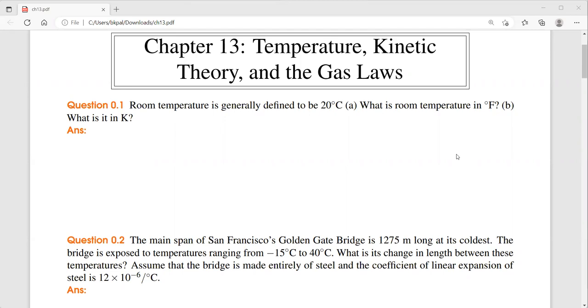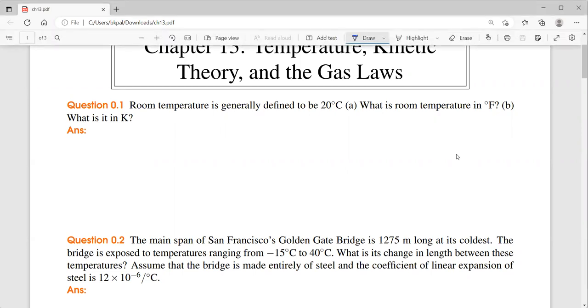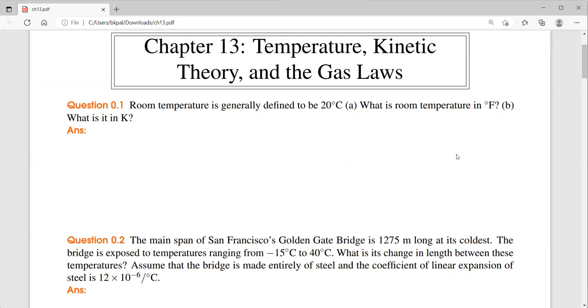So here we are given the room temperature, and room temperature is normally 20 degrees Celsius. Now we have to calculate the room temperature in degree Fahrenheit and also in Kelvin. Okay, so how to solve this?